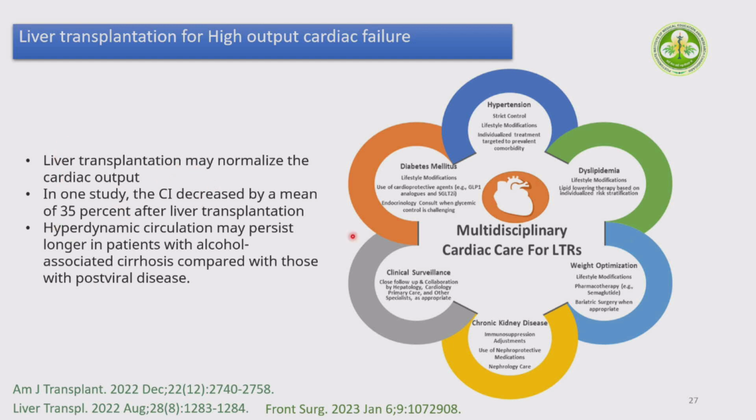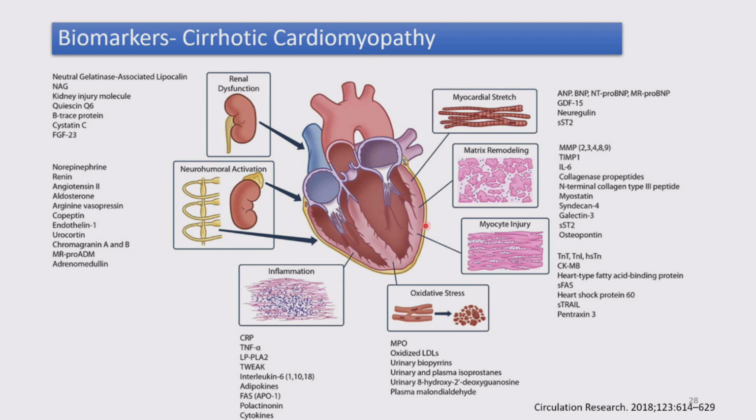In patients who have cirrhotic cardiomyopathy related high output cardiac failure, liver transplant may actually normalize the cardiac output. In one study, the cardiac index decreased by a mean of 35% after transplant, but it may persist for longer in patients with alcohol-related disease and those with more severe cardiac dysfunction. Therefore, a multidisciplinary cardiac care is required for liver transplant.